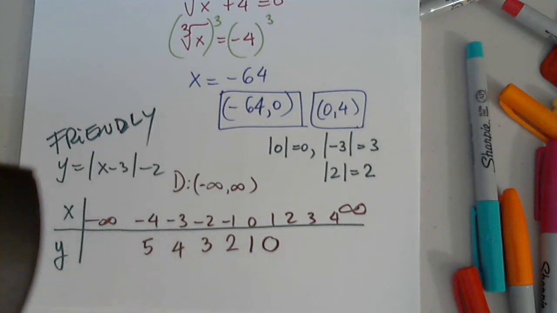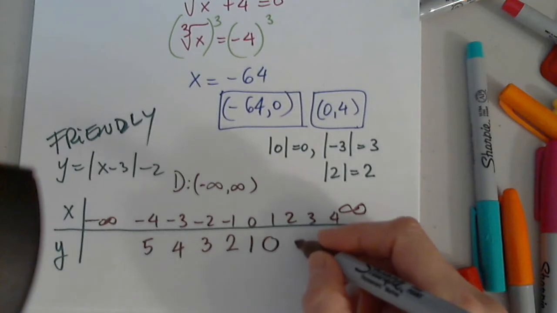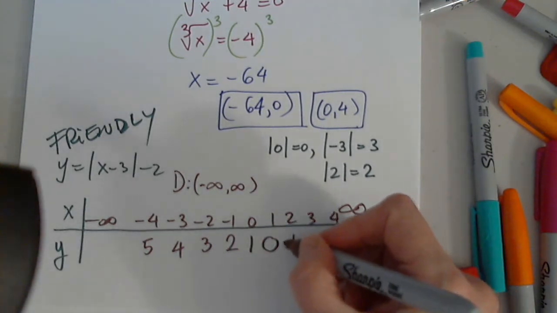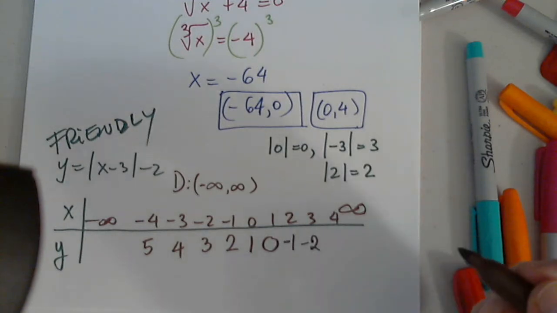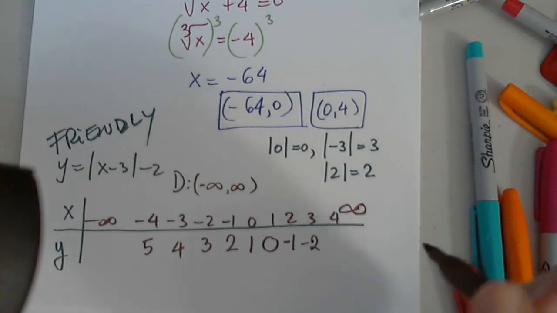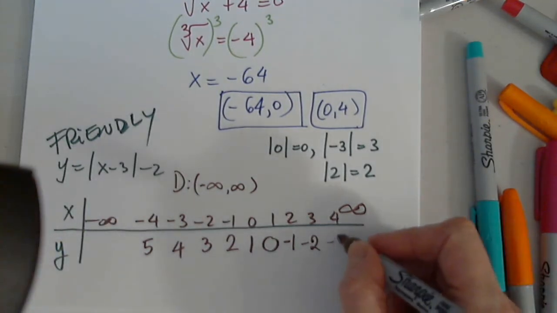0. Good. Let's plug in 2. -1. Yes. 2 minus 3 is -1. The absolute value is 1. 1 minus 2 is -1. Perfect. With 3? -2. Good. With 4? Careful. So 4 minus 3 is 1. 1 minus 2 is -1.